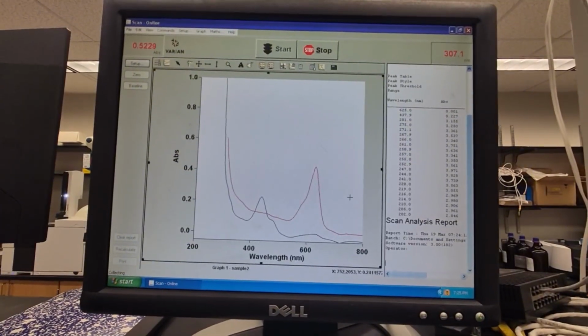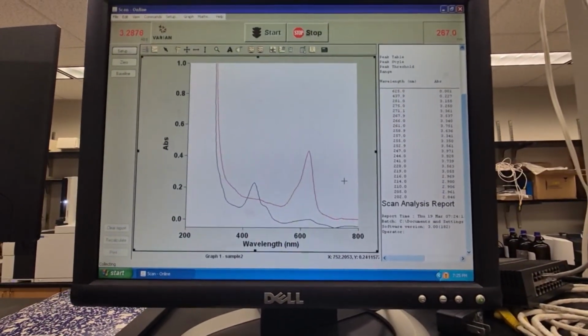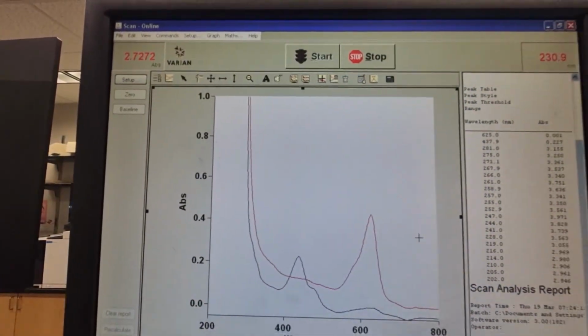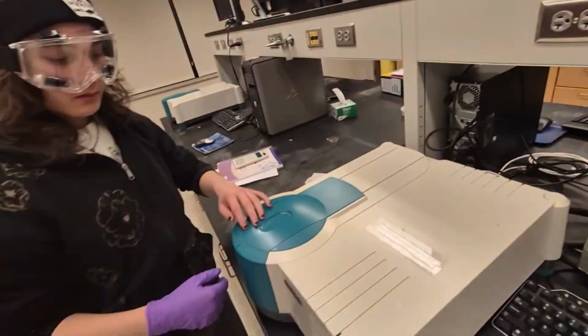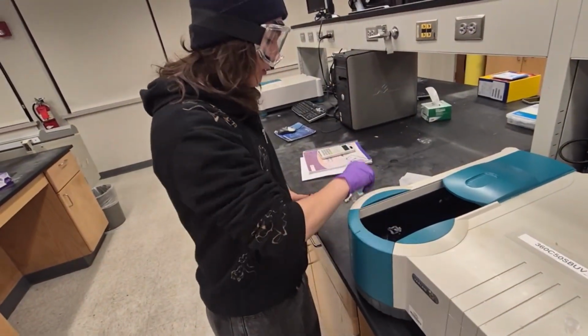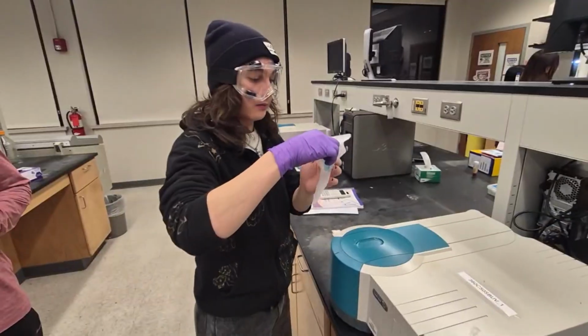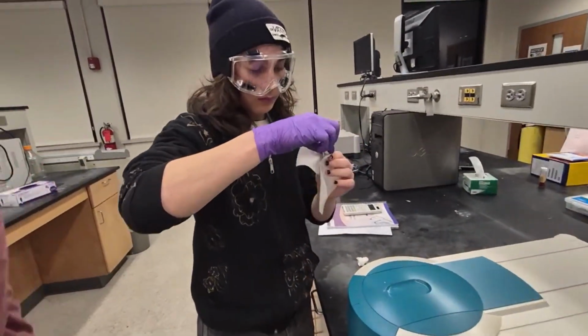Absorbance is directly proportional to the concentration of a solution, according to the Beer-Lambert law, where if there is more absorbance, there is more concentration. And if there's more concentration, there is more absorbance.